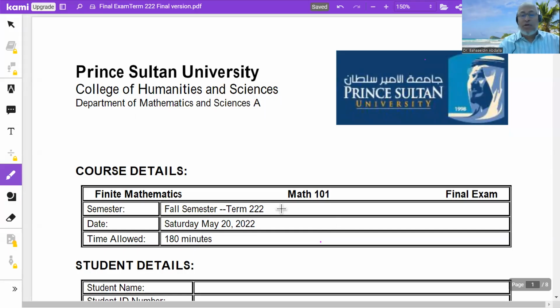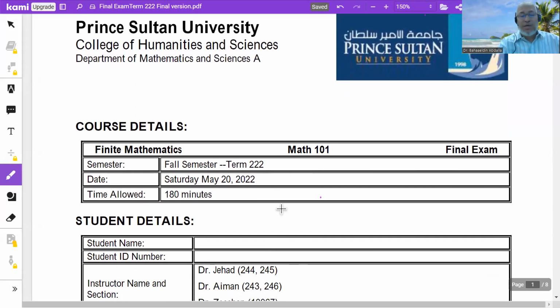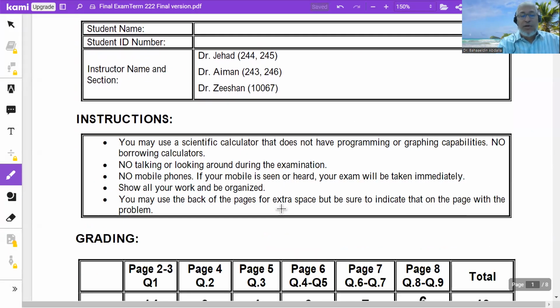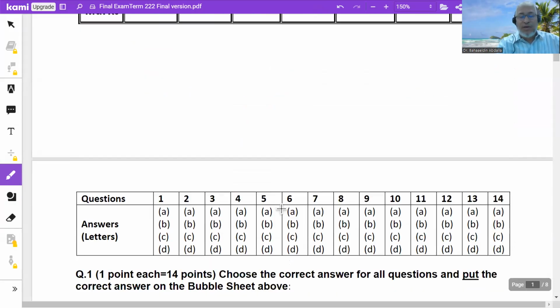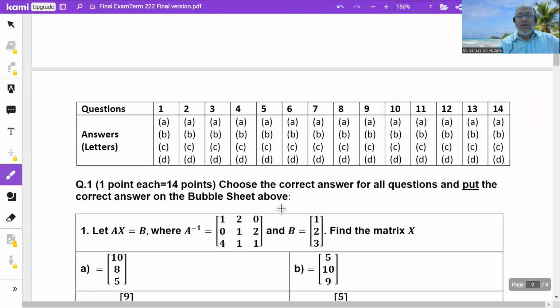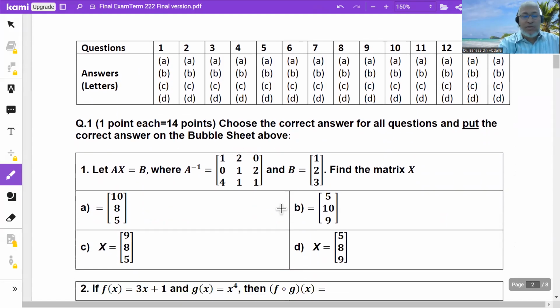This is Math 101 Final Exam Term 222. Let us have a look and solve the exam together. Well, we have first 14 questions, multiple choice.